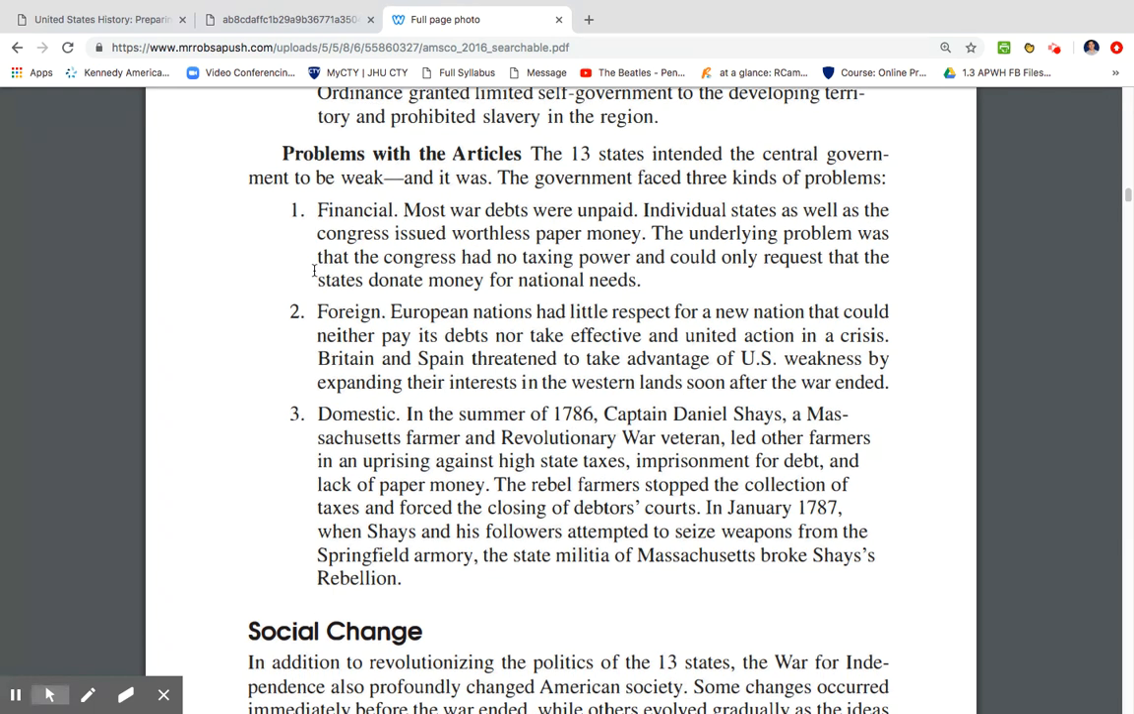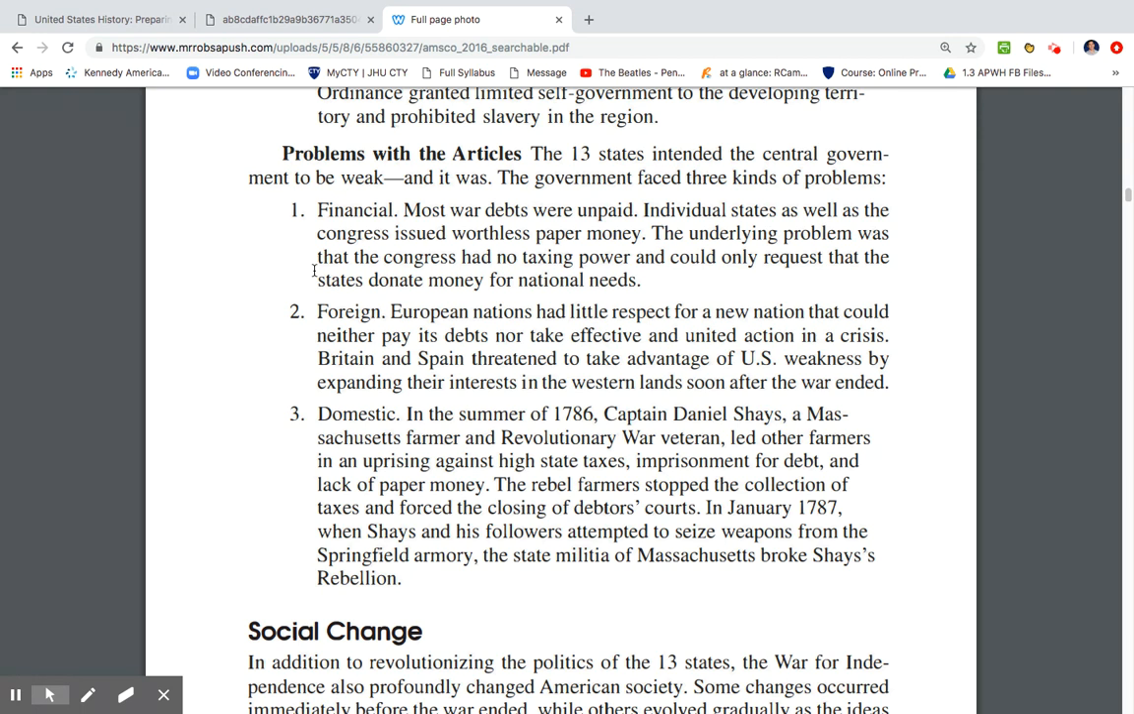Domestic. In the summer of '86, Captain Daniel Shays, a Massachusetts farmer and veteran, led other farmers in an uprising over high state taxes, imprisonment for debt, and lack of paper money. The rebel farmers stopped the collection of taxes and forced the closing of debtors' courts. In January 1787, Shays and his followers attempted to seize weapons from the Springfield Armory. The Massachusetts state militia broke Shays' Rebellion.